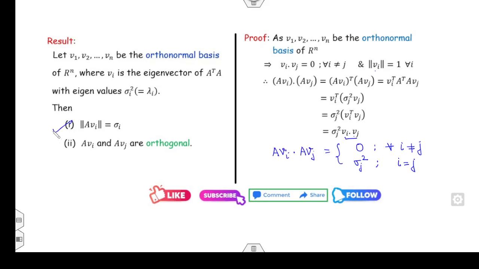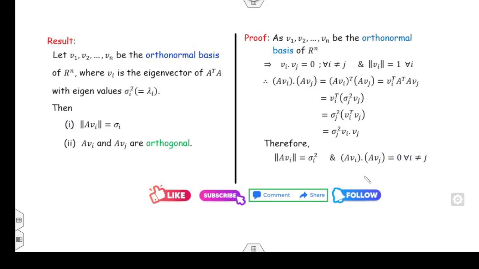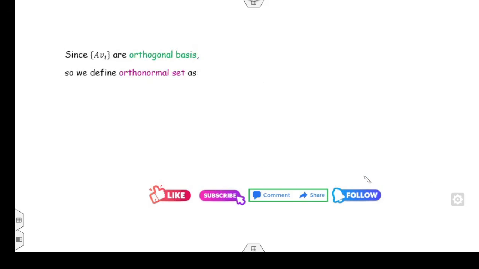So from here you can see whenever i is equal to j, the left hand side, the norm of A into Vi squared, is sigma j squared. So the first result holds. And whenever i is not equal to j, A of Vi dot A of Vj is 0, which implies A into Vi and A into Vj are orthogonal. Fine. So that's the proof of the first and second part.